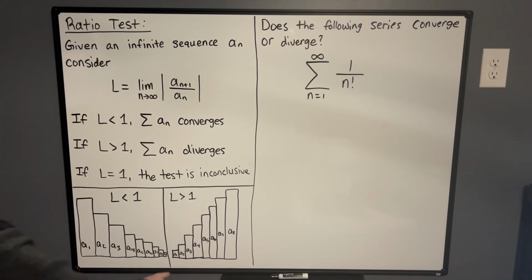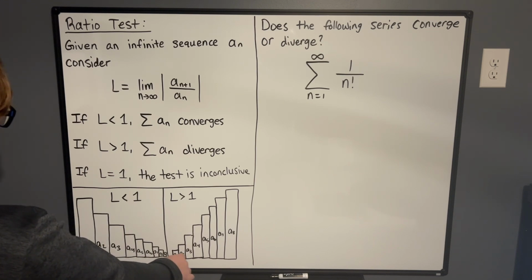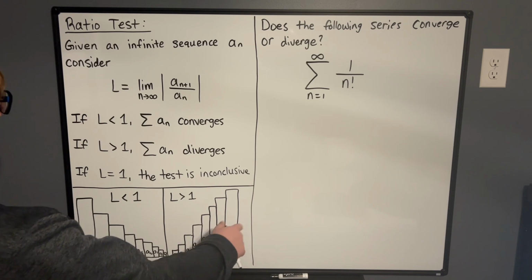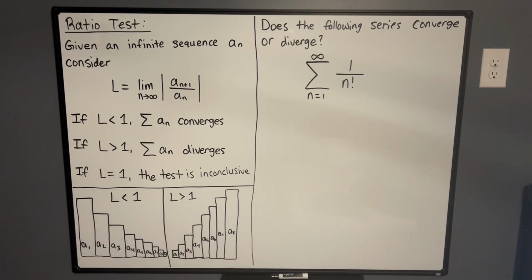On the other hand, if I start here at a really small value and every rectangle is bigger than the one before it, then it would make sense that that series would diverge. It would add up to some infinite value, because these keep getting infinitely bigger as we go off to infinity. You're just adding infinitely big numbers, and that's never going to converge. So using this logic, let's look at a few examples to use this ratio test practically.